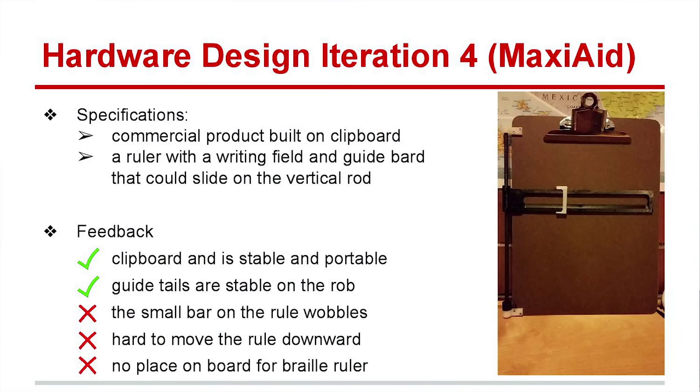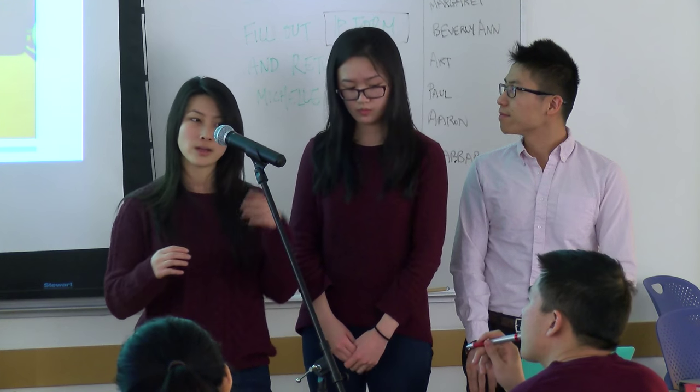Okay, so we actually found online at a place called Maxi Aids something that does the same thing we were trying to do. So we bought it and tried to test it out. It's a commercial product built on a clipboard, and it has a ruler that goes down, and a thing that clicks if you move it across, so you can find the XY positions.